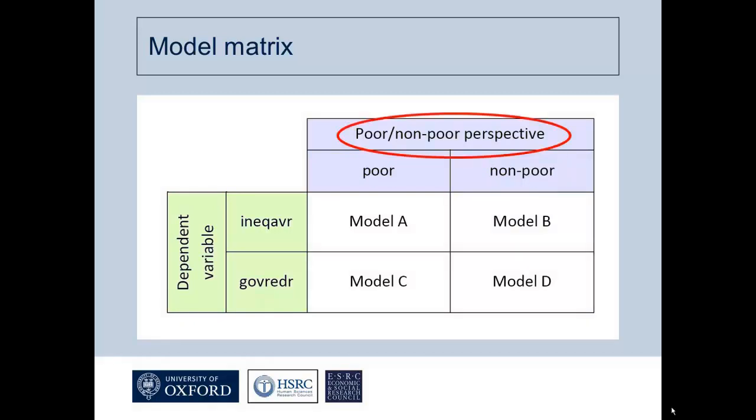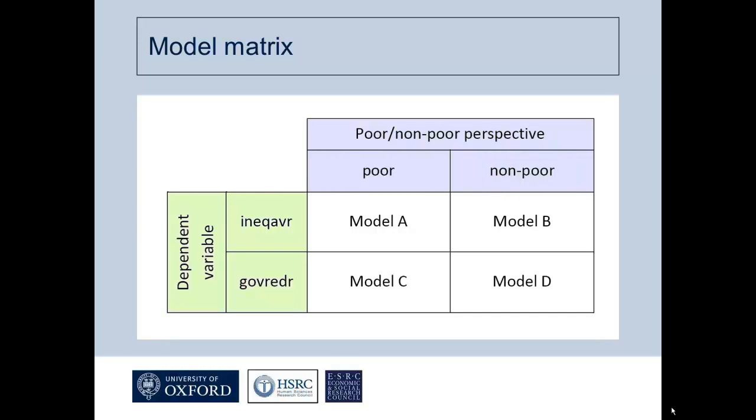And this is because, as part of an earlier phase of this research project, which is discussed in a separate presentation, we constructed two separate but complementary empirical measures to reflect people's experience of socioeconomic inequality. There was one measure which reflects the experience of socioeconomic inequality from the perspective of the poor population, and another measure which reflects the experience from the perspective of the non-poor population.